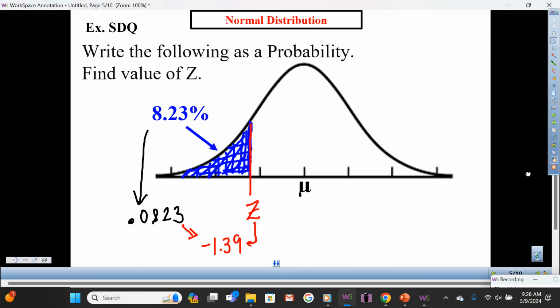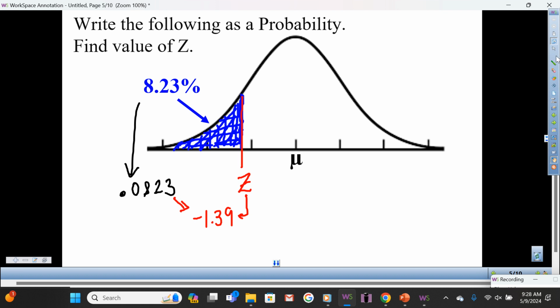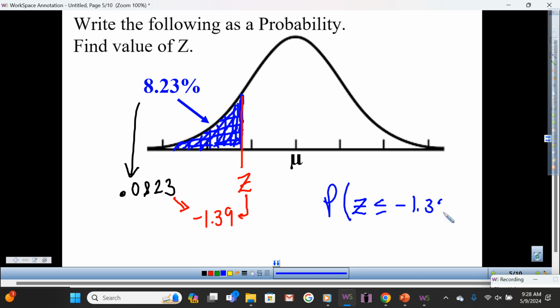So now that we found our z, we need a probability. Chelsea, how do we write that? That is correct. Let's go. All right, send me your notes.